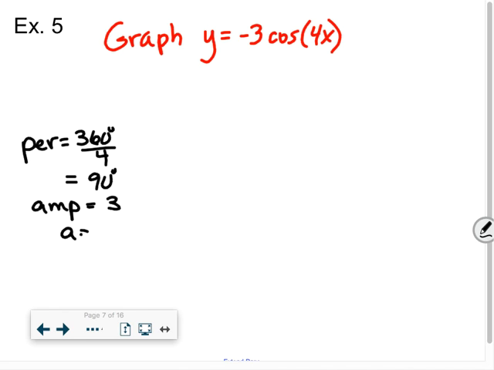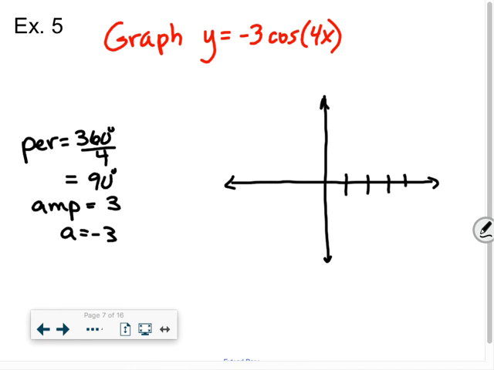Positive 3, but the A value is negative 3. Okay, amplitude is always positive. So we're going to make 4 ticks to the right and call it 90 degrees. And I'm going to go up 3, down 3. Make sure, again, on the x-axis and y-axis, you are labeling because the period length varies from problem to problem. So you can't assume that the tick marks are the same.